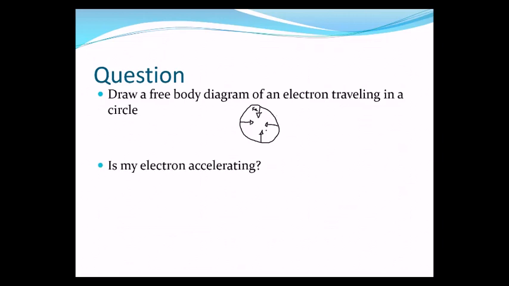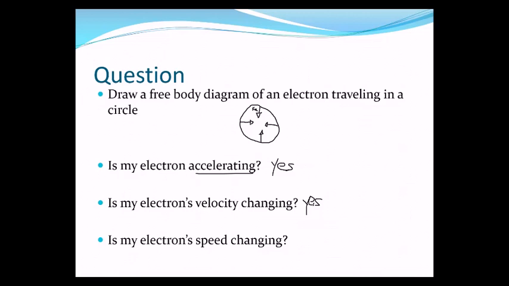So is the electron accelerating? If you're moving in a circle, you're accelerating. So yes, it is accelerating. Is the electron's velocity changing? Well, yes, if you're accelerating, your velocity is changing. Is the electron's speed changing? Well, no. You can go in a circle at a constant speed, right?